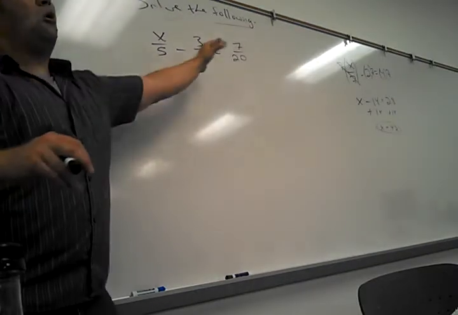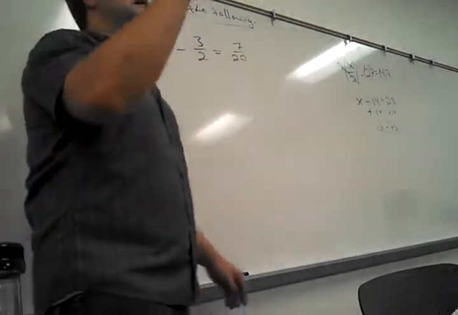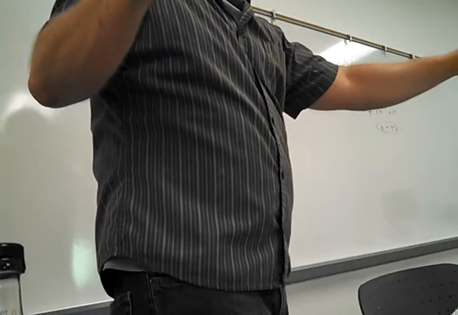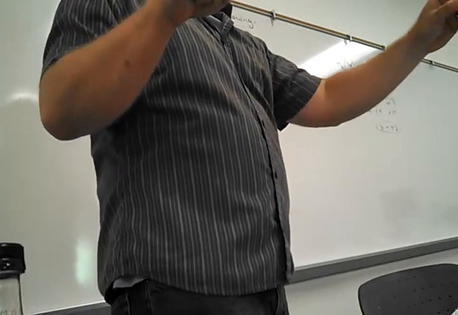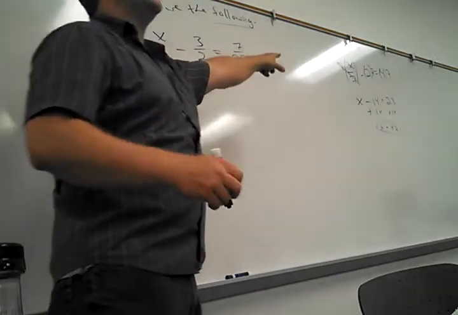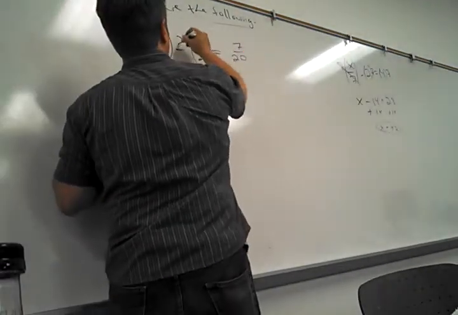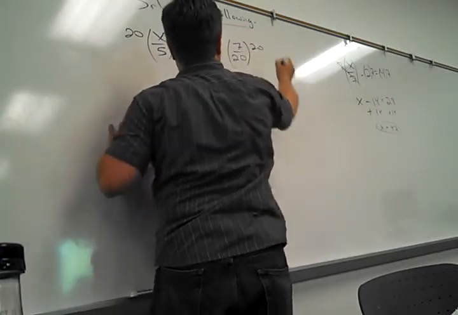So whenever you have multiple fractions in a problem, if you multiply by the LCD, it's the number that has all of those bottoms in it. That's really what the LCD is, if you think about it. So it's guaranteed to cancel all of those out. So if I multiply by 20, what happens here?